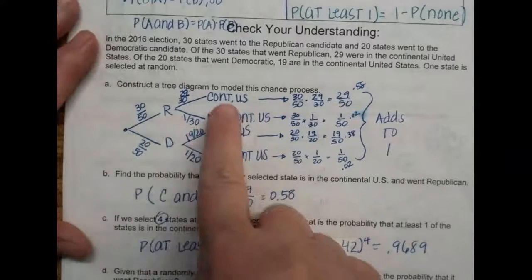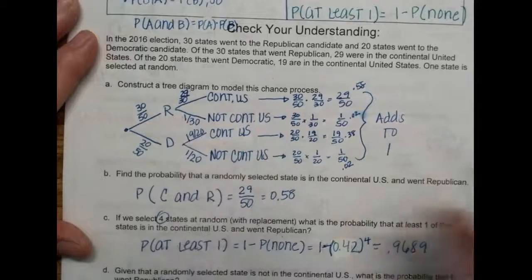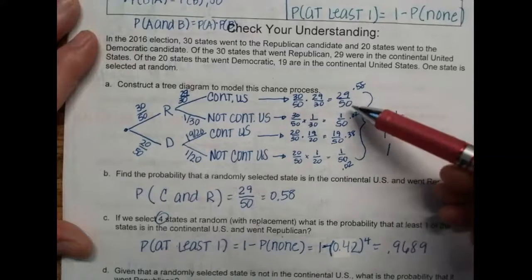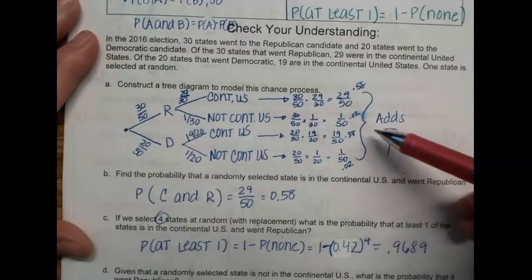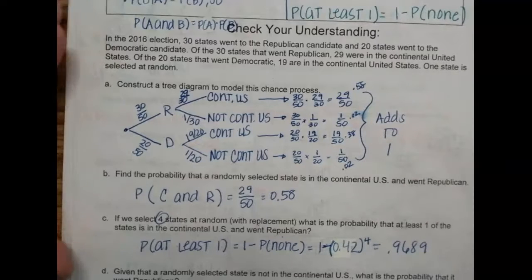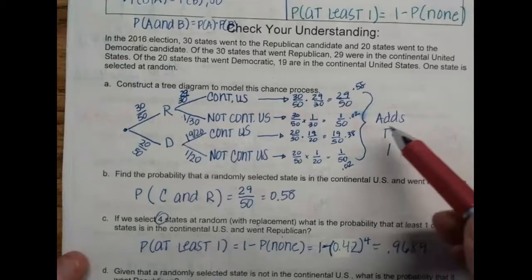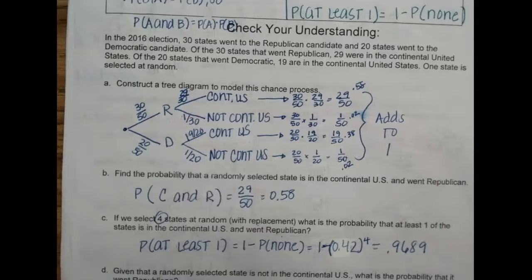When I wanted to know about continental U.S. and not continental U.S., I was multiplying across my branches. I wrote them as fractions, but I also have them as decimals: 0.58, 0.02, 0.38, and 0.02. Hopefully that went well, and you can always double check yourself by making sure they add up to 1. If they don't, go back and check your work.